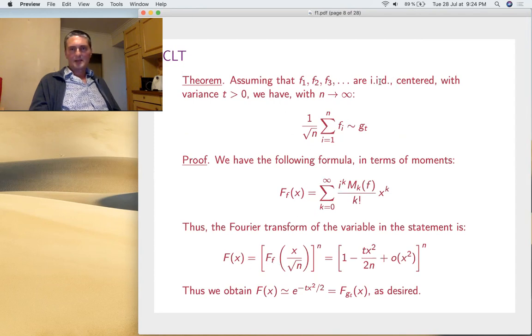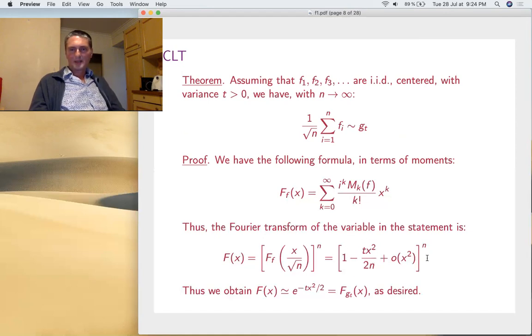Since these guys are independent, and since the log of the Fourier transform linearizes the convolution, it's enough to take the Fourier transform of one of these guys, then divide by the square root of n and raise to the power n. Now, here we're interested in the n goes to infinity behavior of this. So it's enough to compute the terms of order 0 and 1. The other ones won't matter. And well, use this moment formula here, and that's what you get here.